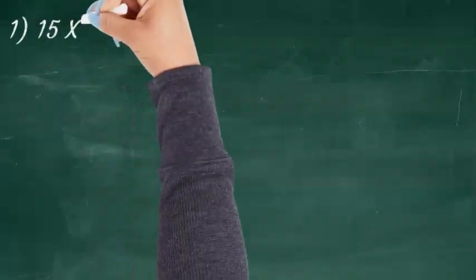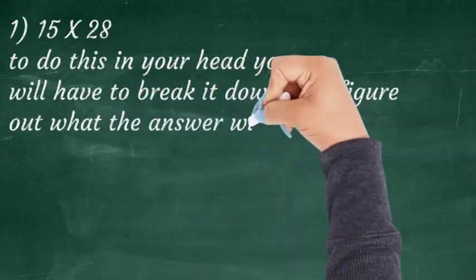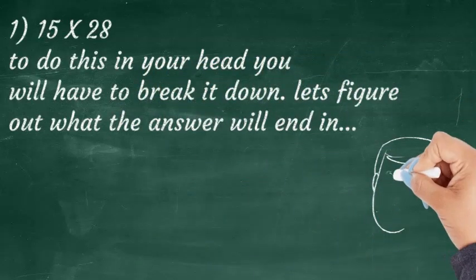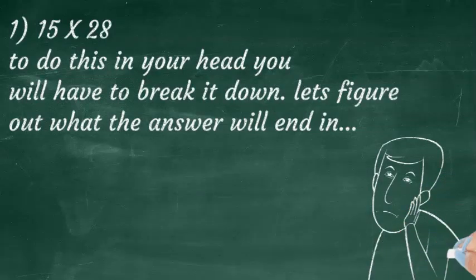I'll teach you one method, but this should work for all 2 digits by 2 digits. So 15 times 28. To do this in your head, you will have to break it down. Let's figure out what the answer will end in. The answer will end in 0. This is why.